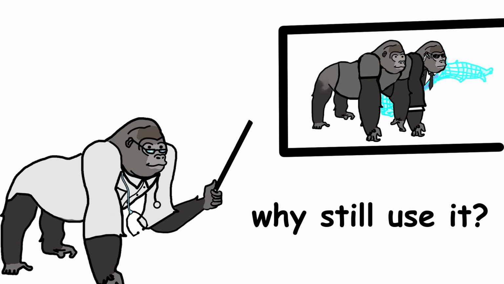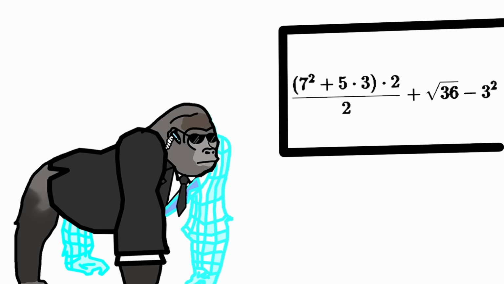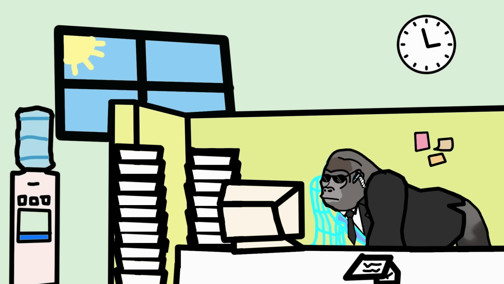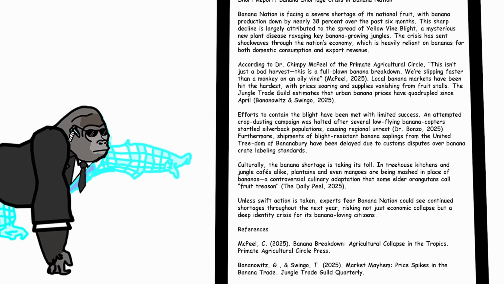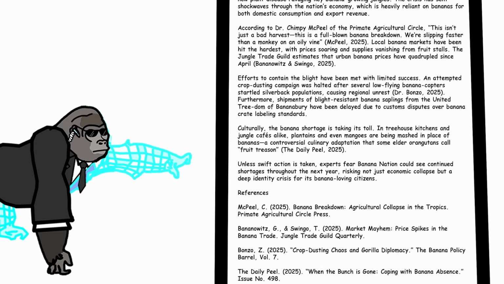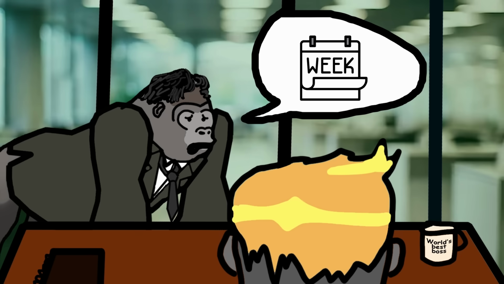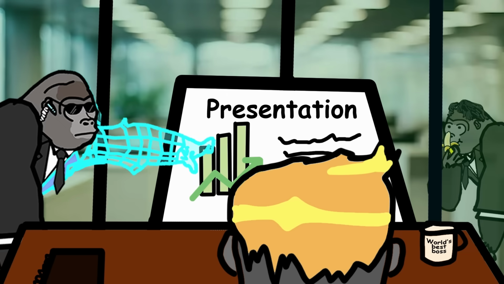So why do monkeys still use it? Because it's easy. Because it's fast. Because AI Monkey gets the job done. Neo struggles through a report. AI Monkey finishes it in 8 seconds and adds citations. Neo needs a week to prepare a presentation for his bosses. AI Monkey does it before Neo can even finish eating a banana on lunch break.